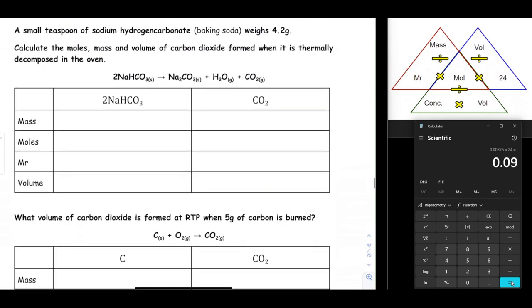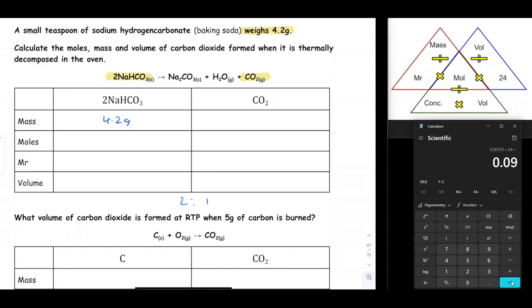A small teaspoon of sodium hydrogen carbonate weighs 4.2 grams. Calculate the moles, mass, and volume of carbon dioxide formed when it is thermally decomposed in the oven. So I know I've got my mass of sodium hydrogen carbonate, and I need to calculate the mass, moles, and volume of carbon dioxide formed. So let's put in what I know already. I've got 4.2 grams. I know I've got a 2-to-1 ratio because my balanced equation tells me.